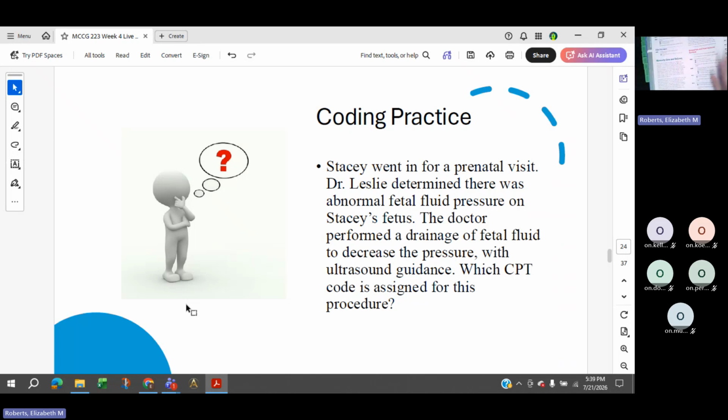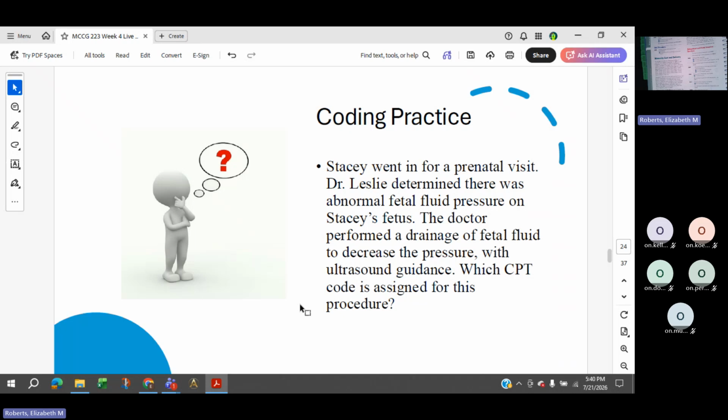Okie doke. Let's talk about a prenatal visit. Stacy went in for a prenatal visit. Dr. Leslie determined there was abnormal fetal fluid pressure on Stacy's fetus. The doctor performed a drainage of fetal fluid to decrease the pressure with ultrasound guidance. Which CPT code is assigned for this procedure?